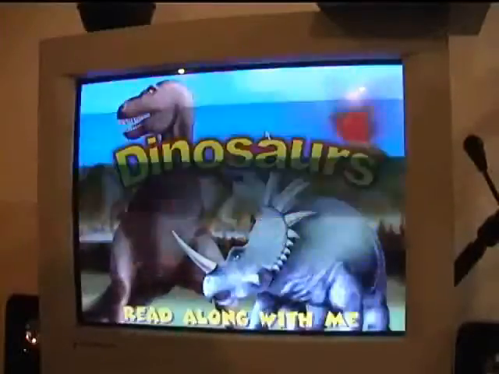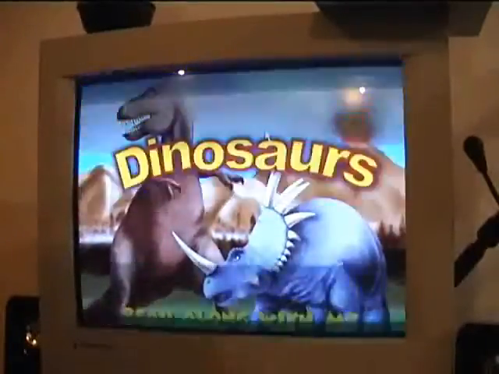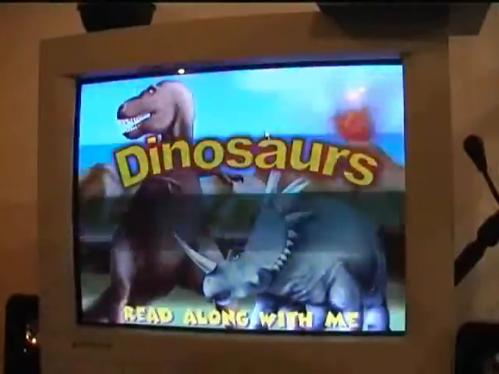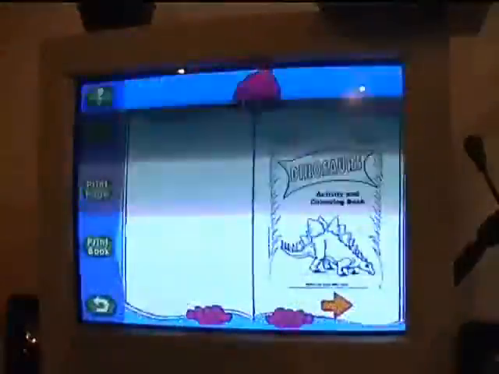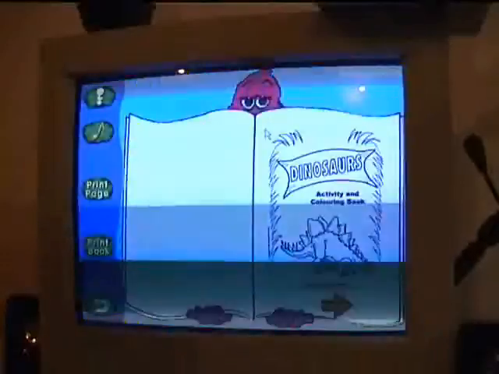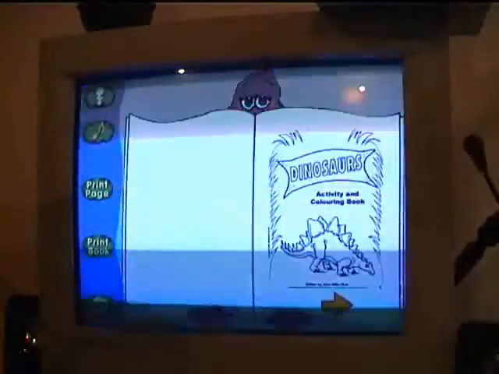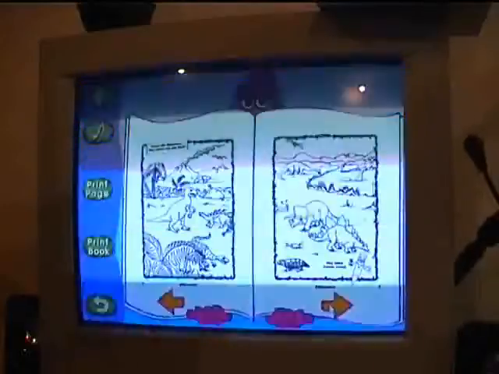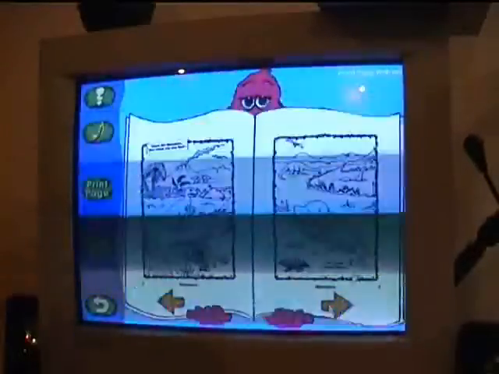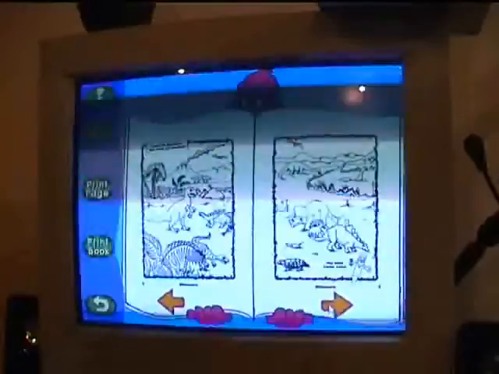When we finish a page, click on the arrow to go to the next page. I'll tell you the page number. Are you ready? Here we go. Page 1. Dinosaurs. Activity and colouring book. Next page. Pages 2 and 3. Count the dinosaurs. How many can you find?